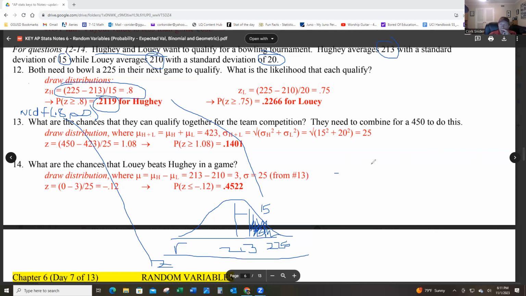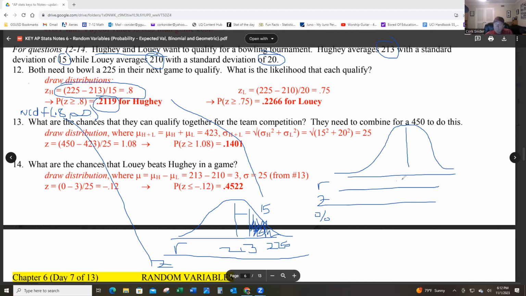Okay? For Louis, it's a little bit different. So for person L, I'll write that over here. Okay, again, raw score, z-score, and percentile. He averages 210. And his standard deviation is 20. So he's a little less consistent. It's still normally distributed, okay? So we're going to get, and again, he still needs a 225.